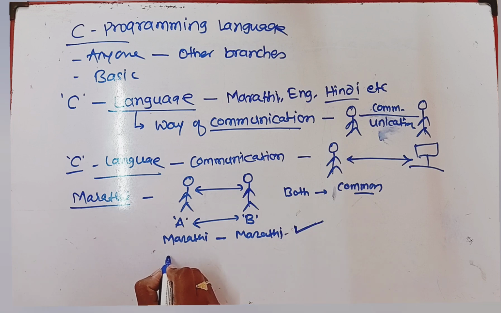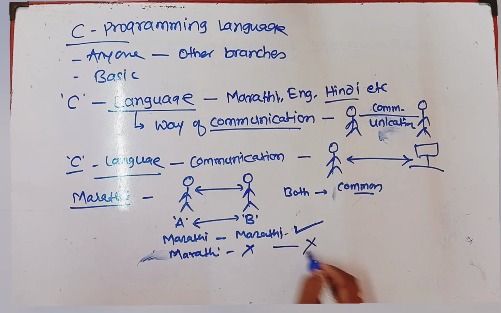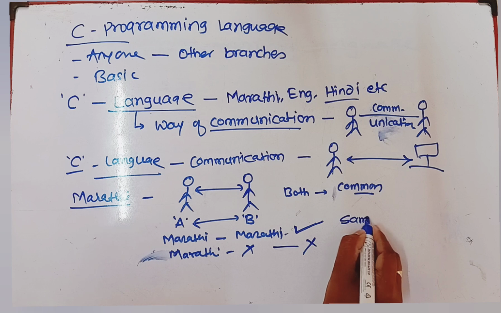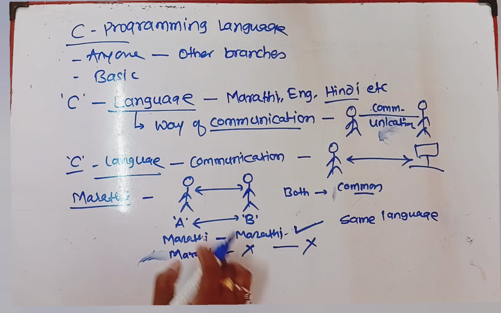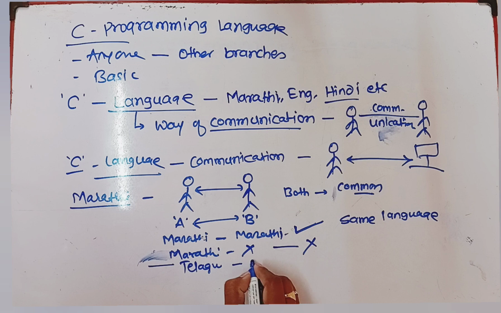But assume that person A knows Marathi and person B doesn't know Marathi. Then is it possible to have communication? No. In order to have communication between two people, both of them should know the same language. If they are not aware of the same language, for example, let's say person A knows Telugu and person B doesn't know Telugu, and now both of them want to communicate.